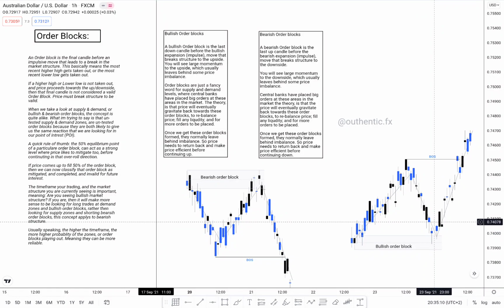If a higher high or lower low is not taken out, and price proceeds towards the upside or downside, then that final candle is not considered a valid order block. Price must break structure to be valid, right?